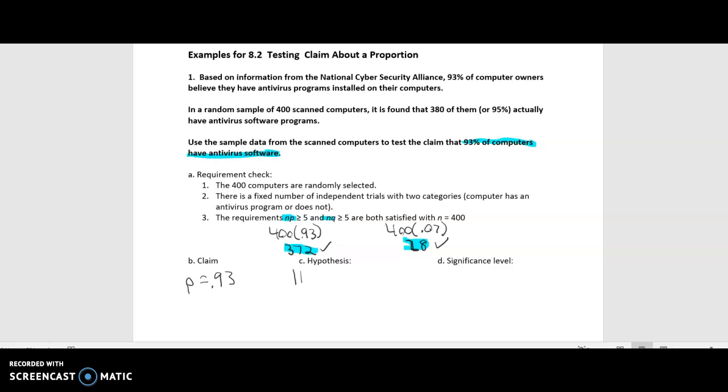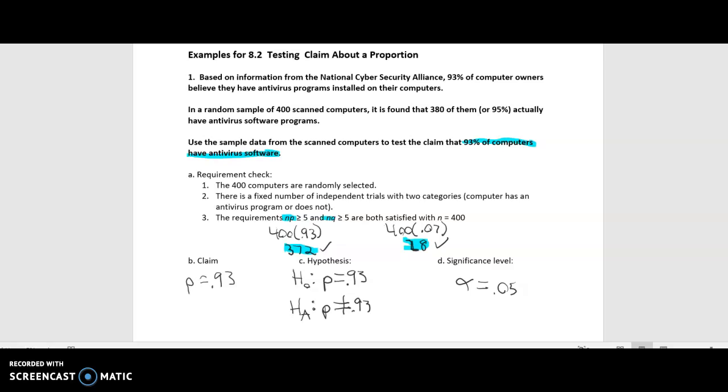Now we need to write our hypotheses. Our null hypothesis always has an equal sign. So we'll have p is equal to that same number, 0.93. Our alternative, well, it's either equal to or it's not equal to. So p is not equal to 0.93. We are not given an alpha for this problem, so we're going to assume we have alpha equals 0.05.